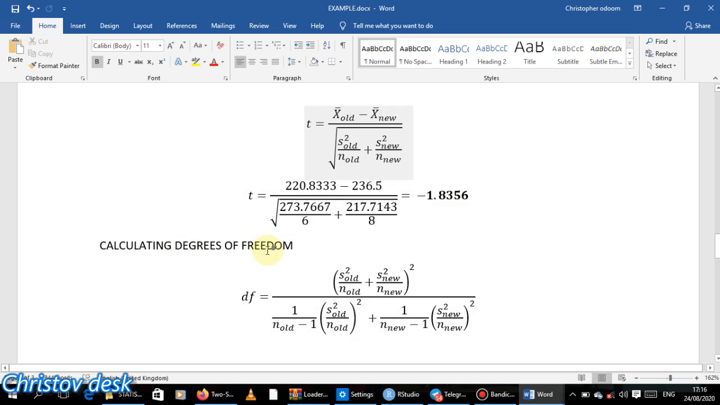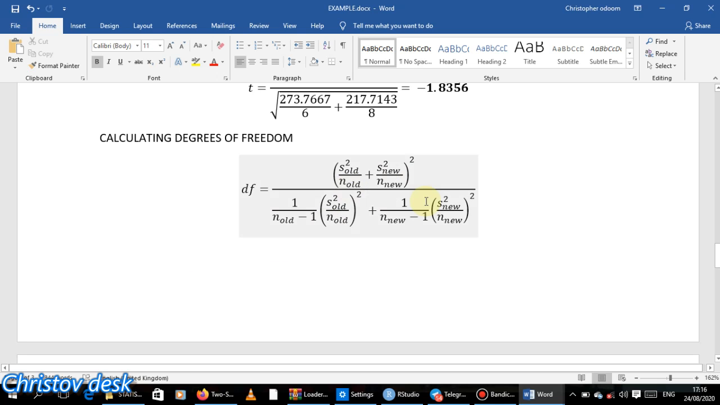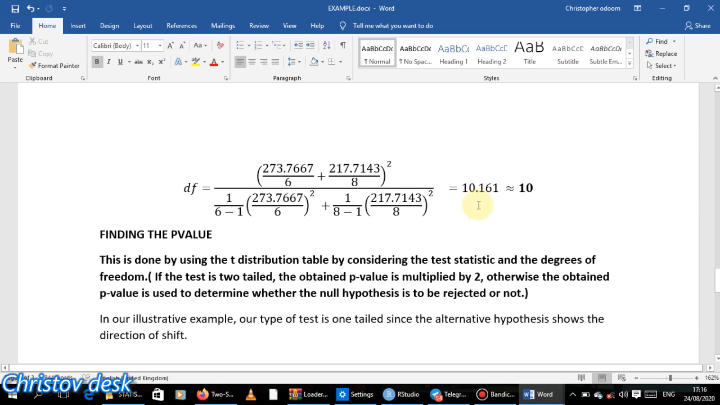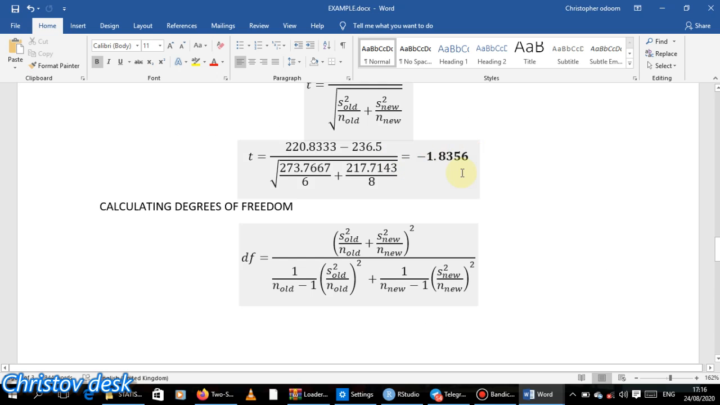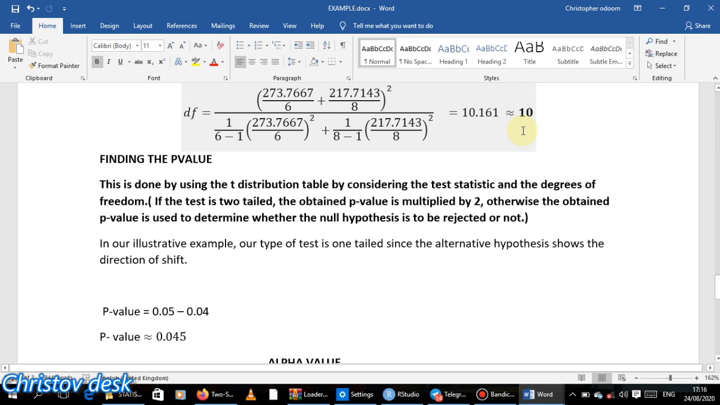Then we have to calculate the degrees of freedom, which will help us to get our p-value. This is the formula, and it is a formula that you have to know. Substituting everything inside gives you a degrees of freedom of 10.161, approximately 10. Now with the help of this test statistic and these degrees of freedom, we would go ahead and look for our p-value.